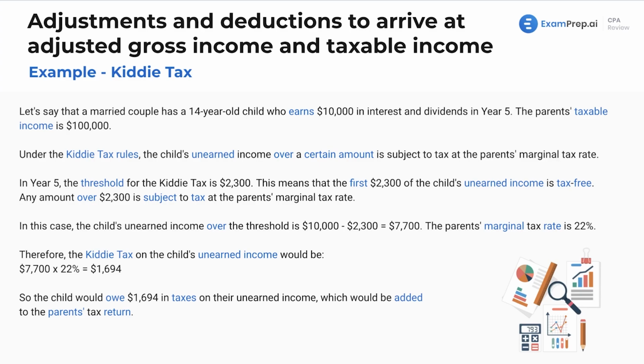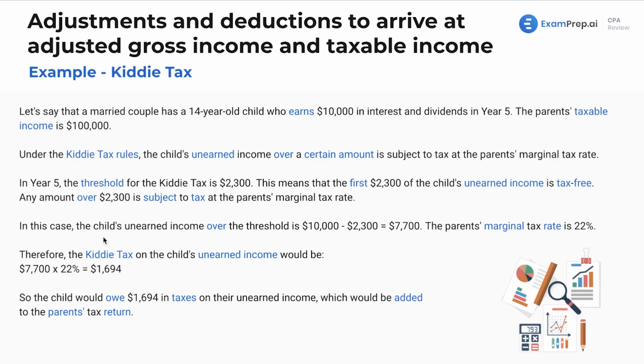See an example here. We've got a married couple with a 14-year-old child who earns $10,000 in interest and dividends in year 5. The parent's taxable income is $100,000. Now, under the Kiddie Tax rules, the child's unearned income over a certain amount is subject to tax at the parent's marginal tax rate. Let's say that in year 5, the threshold for the Kiddie Tax is $2,300. This means that the first $2,300 of the child's unearned income is tax-free. Any amount over this is subject to tax at the parent's marginal rate.